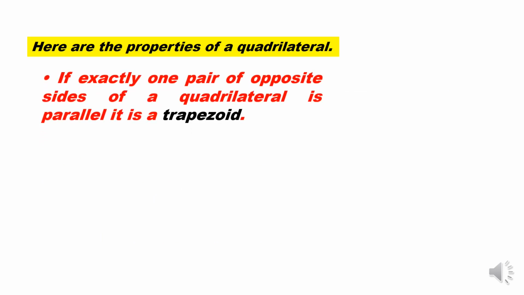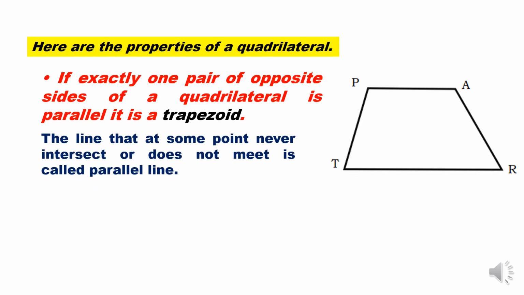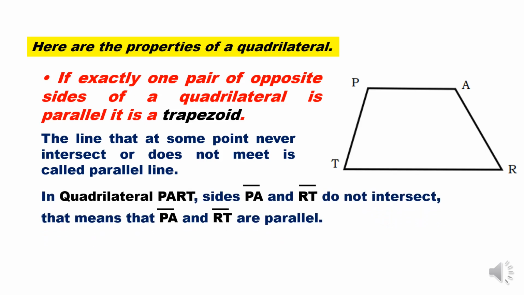If exactly one pair of opposite sides of a quadrilateral is parallel, it is a trapezoid. Lines that never intersect or meet at any point are called parallel lines. In quadrilateral PART, line segment PA and line segment RT do not intersect. That means that line segment PA and line segment RT are parallel. Therefore, figure PART is a trapezoid.